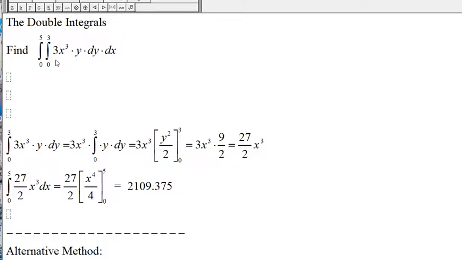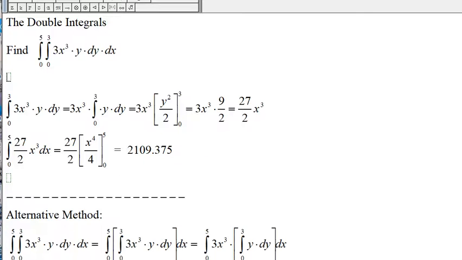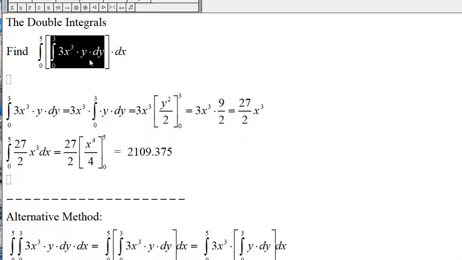Here we want to evaluate this double integral. And so to evaluate this double integral, first we evaluate the inside integral. So the inside integral is the integral of 3x to the third times y dy. And so this integral is with respect to y.